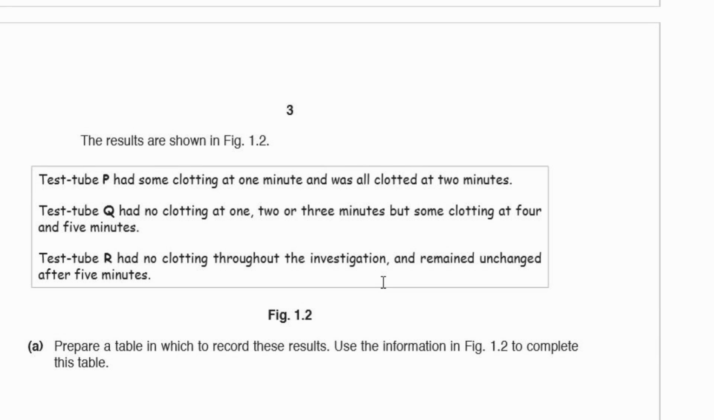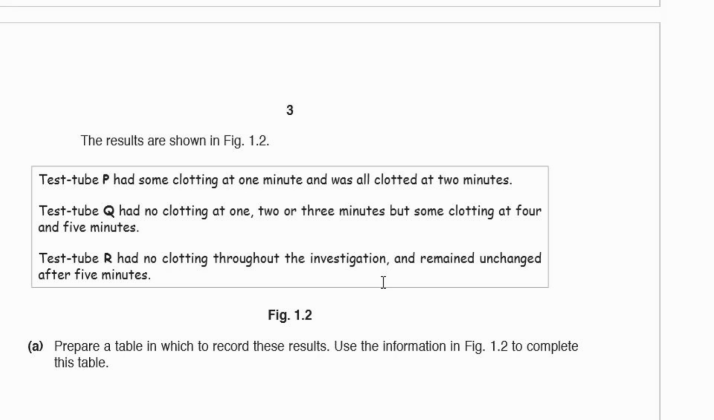Test tube P had some clotting at 1 minute and was all clotted at 2 minutes, so basically that means that they didn't need to keep testing it. So that's why it was only Q and R that was tested. Test tube Q had no clotting at 1, 2, or 3 minutes, but some clotting at 4 and 5 minutes. Test tube R had no clotting throughout the investigation and remained unchanged after 5 minutes.